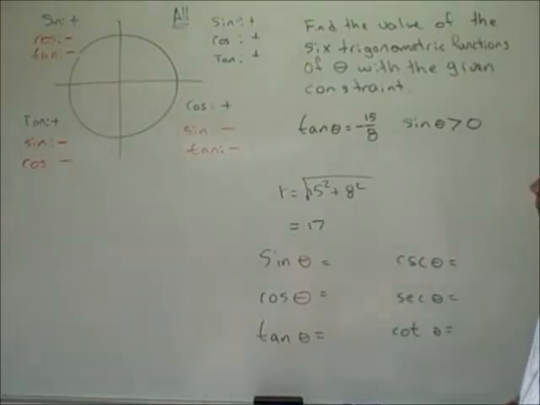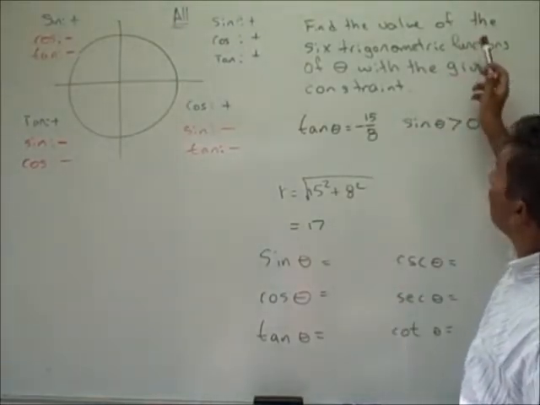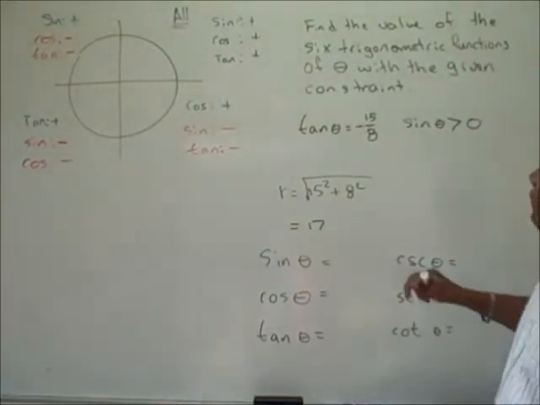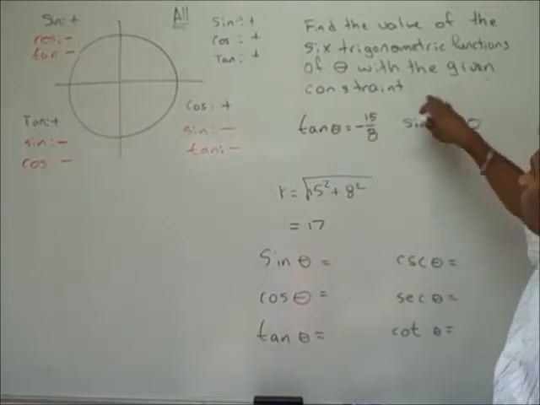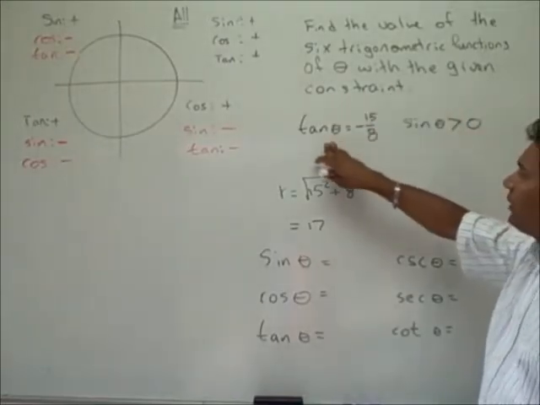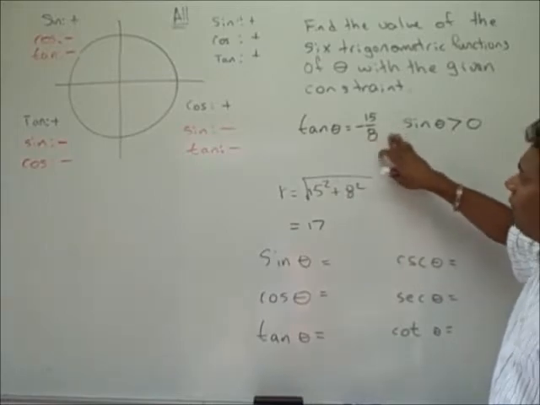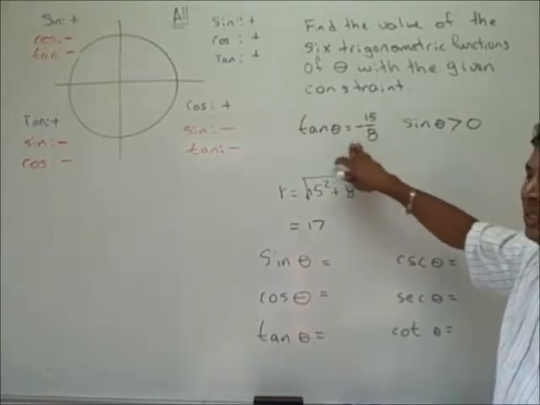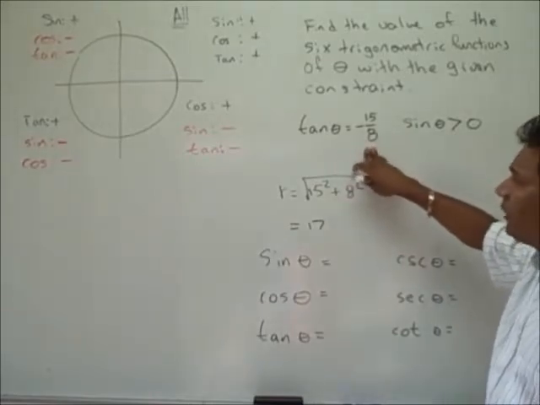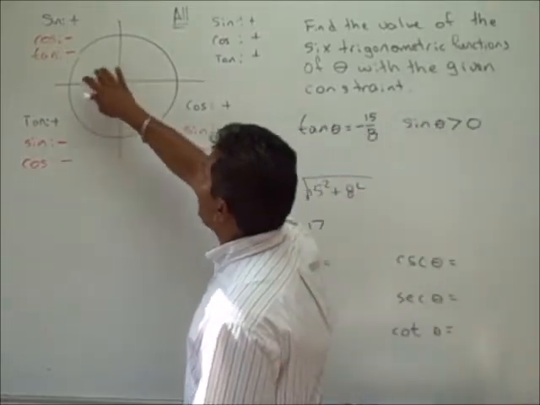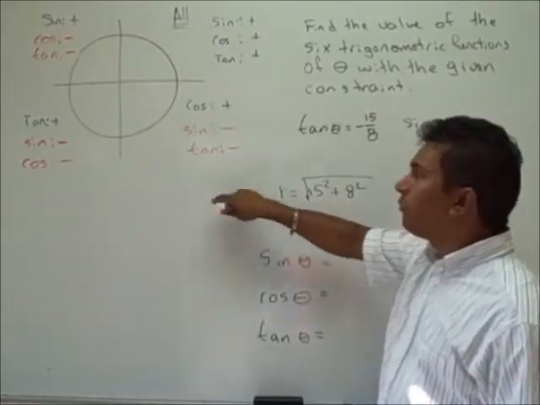With that information in mind, and our knowledge of finding any trig function, we should be able to evaluate this problem. Here they're asking us to find the value of the six trig functions of theta with the given constraint. So here we're told that tan theta is equal to -15 over 8. Now because tan theta is negative, that means we're either in quadrant 2 or quadrant 4.